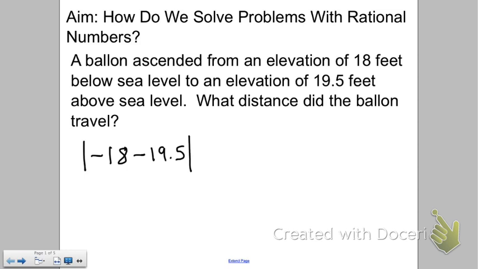So we would do negative 18 minus 19.5. We have negative 37.5. The absolute value of that would be 37.5 feet. So the distance the balloon traveled is 37.5 feet.